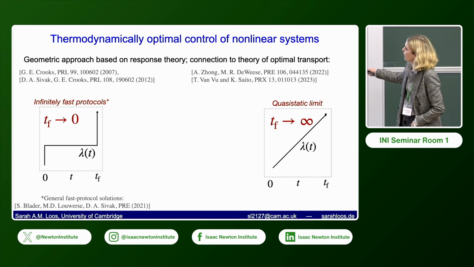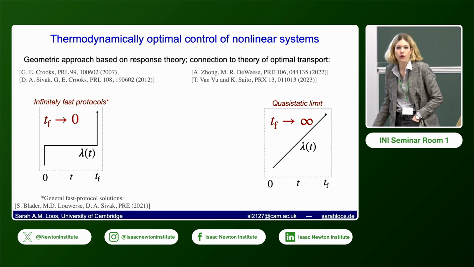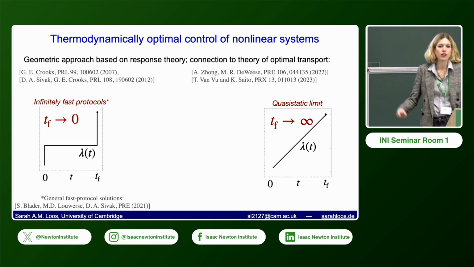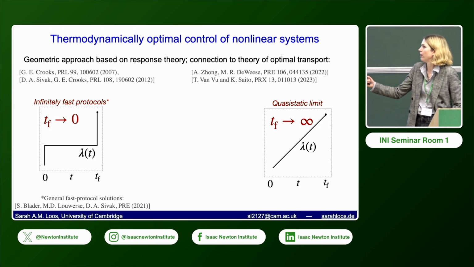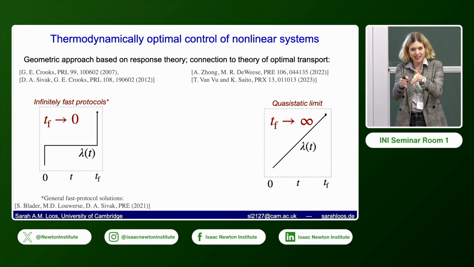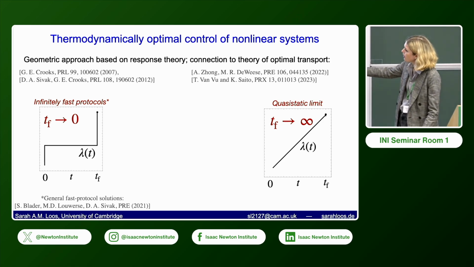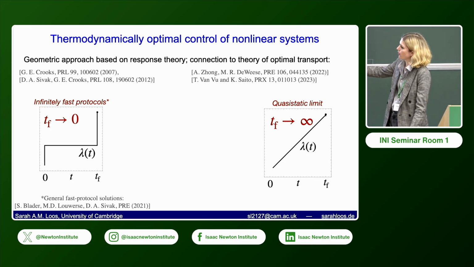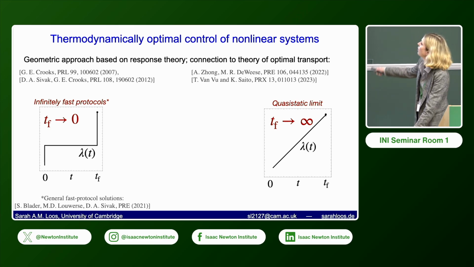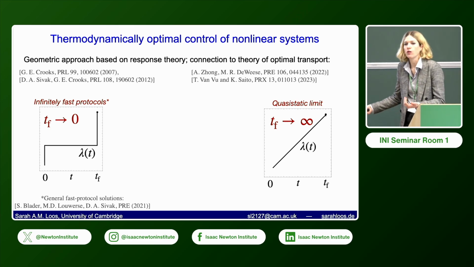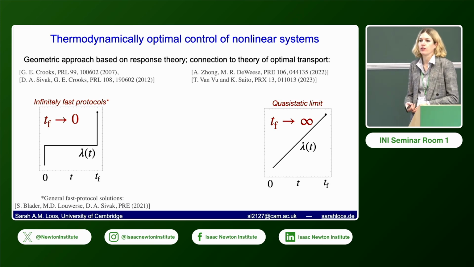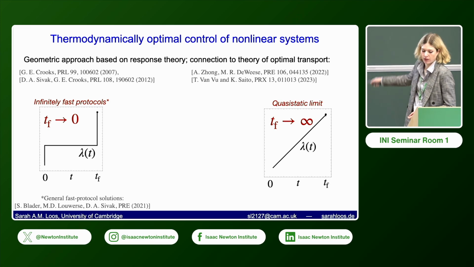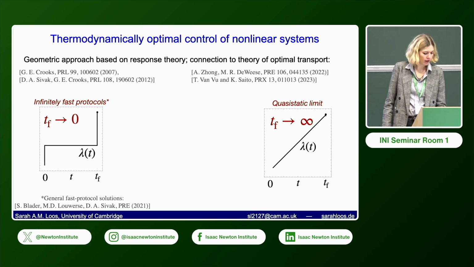So you can do two things. Either you start from these infinitely fast protocols, which you can solve generically, so basically not allowing any time for your process. And then you know that you have two jumps that are connected by a straight line. Or you would start from the quasi-static limit, where you go infinitely slow, and then you can again solve everything, even if it's nonlinear, and you just go linearly in time.